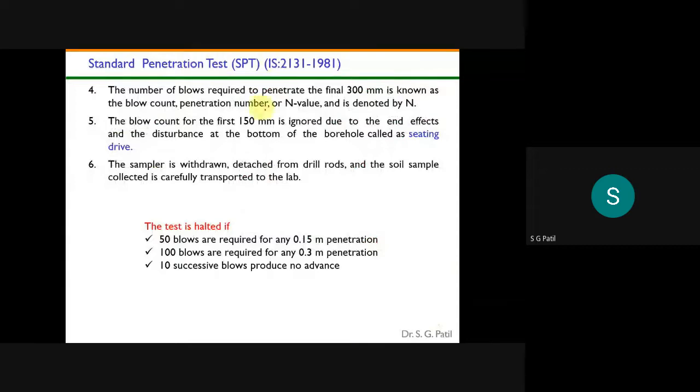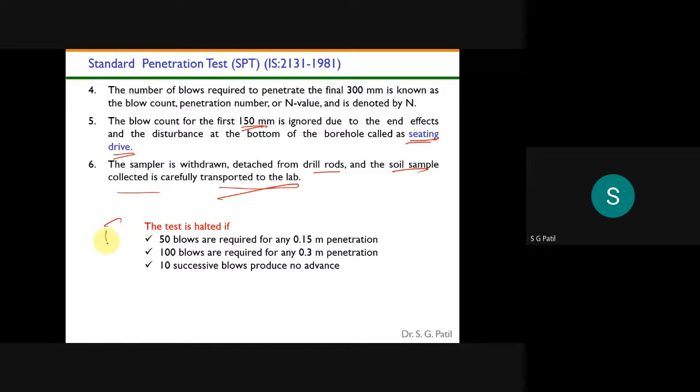That's what I explained here. The first 15 centimeter we neglect because it is considered as the seating drive, since it would already have been disturbed by your drill bit. Then finally, the sampler is withdrawn, detached from the drill rod, and the soil sample is collected, carefully packed and sent to the laboratory.